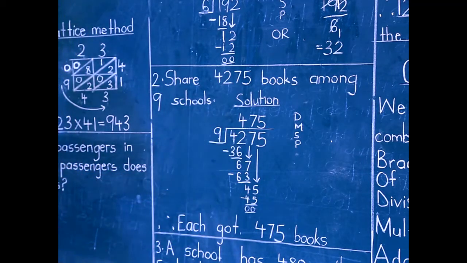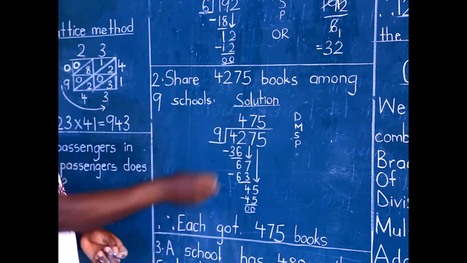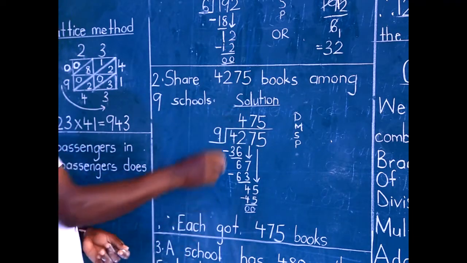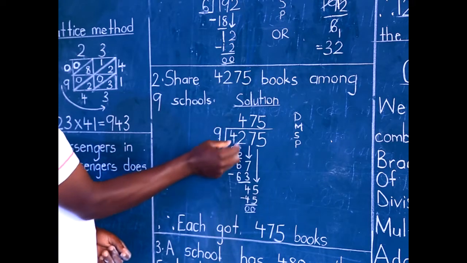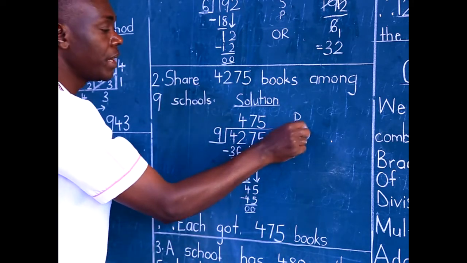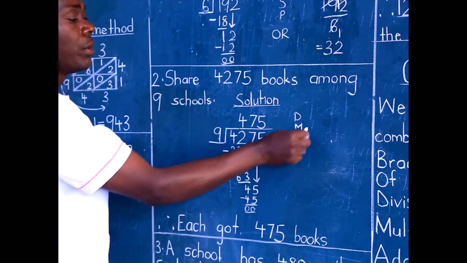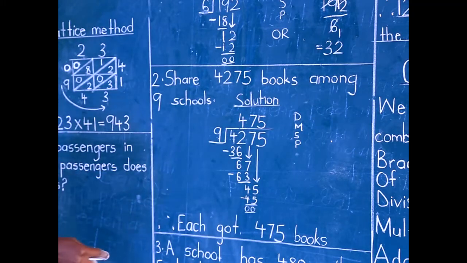42 divided by 9, knowledge of tables, that is 4. We have divided and have got 4 times. You must note that this 4 must be written above this 2 because we have taken the whole 42. And now we are going to multiply because we have divided and got 4. We multiply 9 by 4. 9 times 4 is 36.